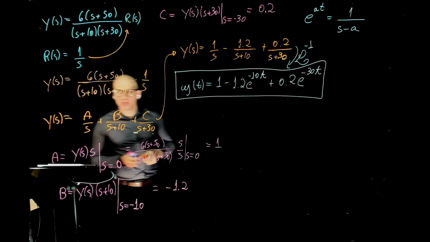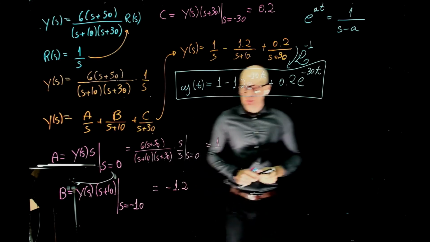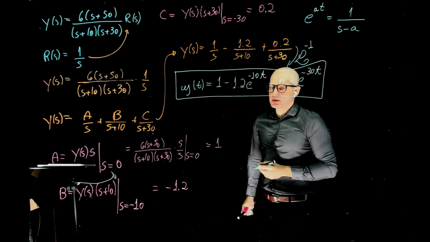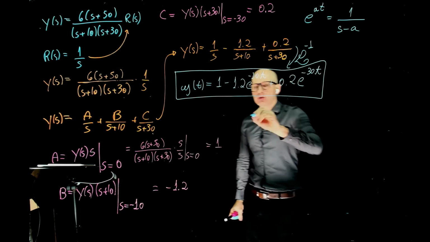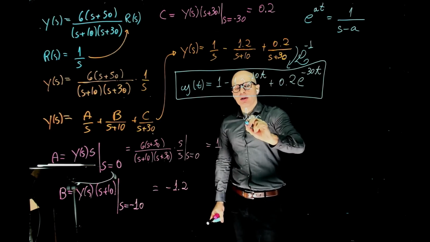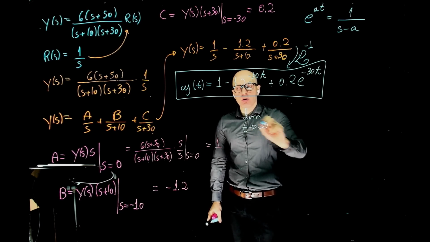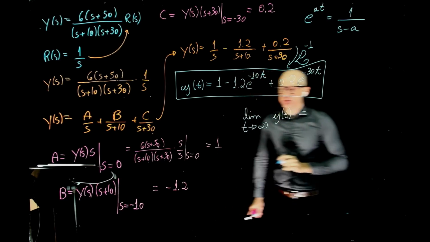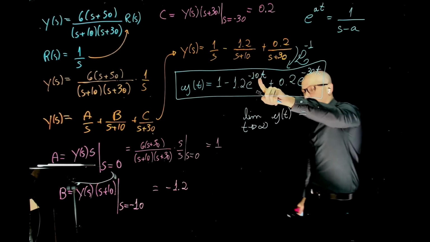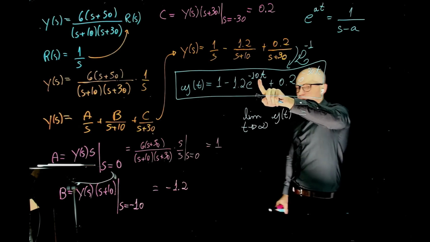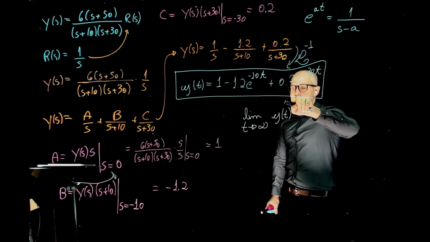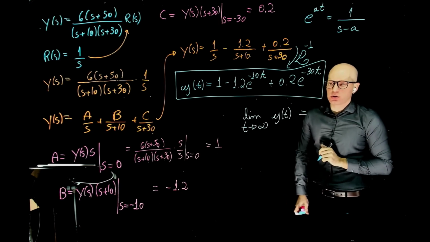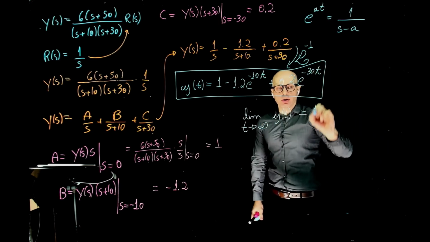What is the final value in the body once time tends to infinity? Well, we can take the limit as time tends to infinity of y of t. That's the final value. And what is that value? Exponential of negative 10t as time tends to infinity goes to 0. This exponential also goes to 0 because of the negative sign. We are left with 1.